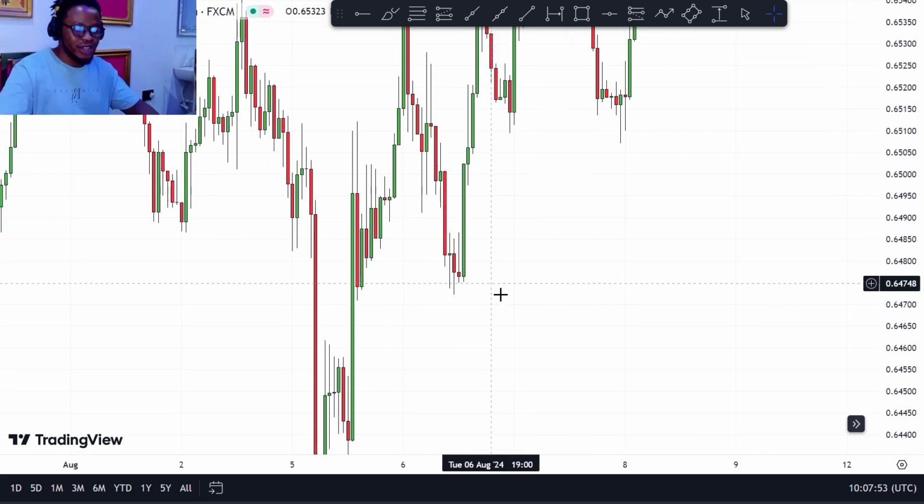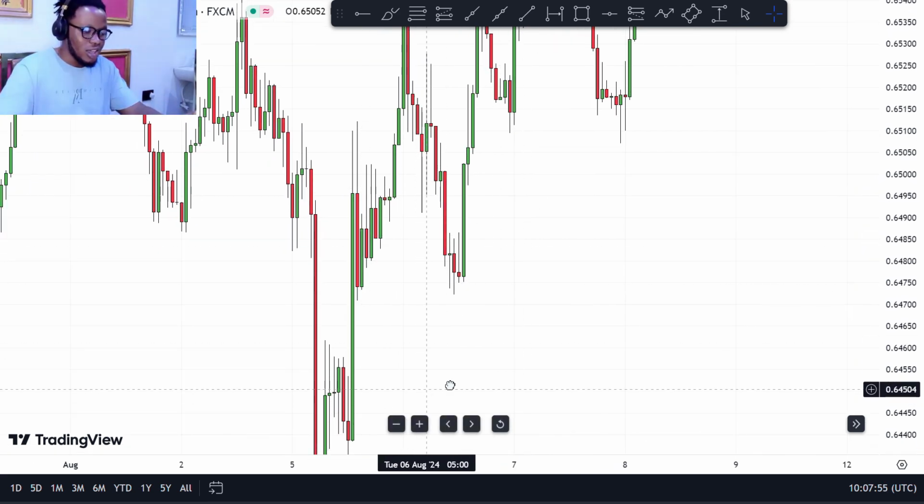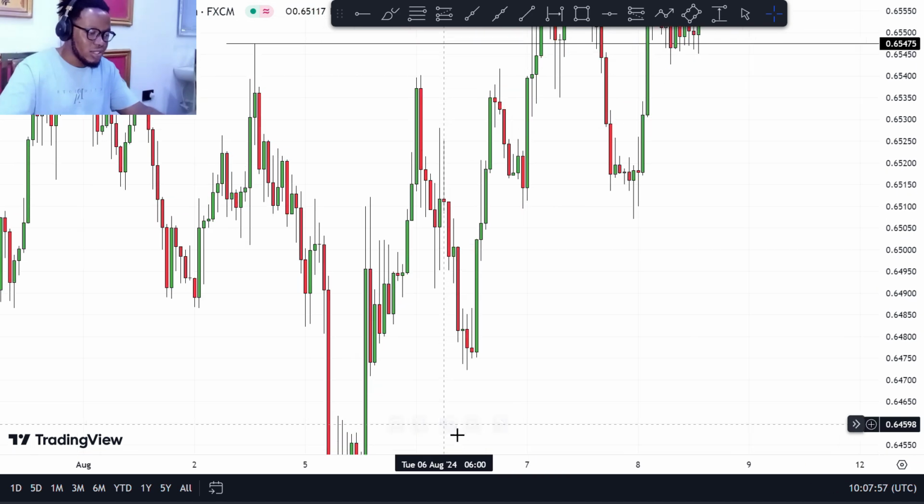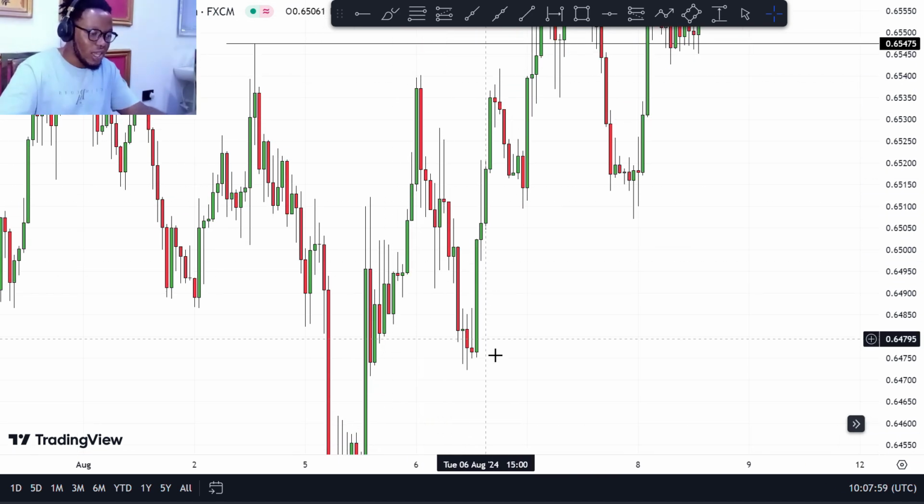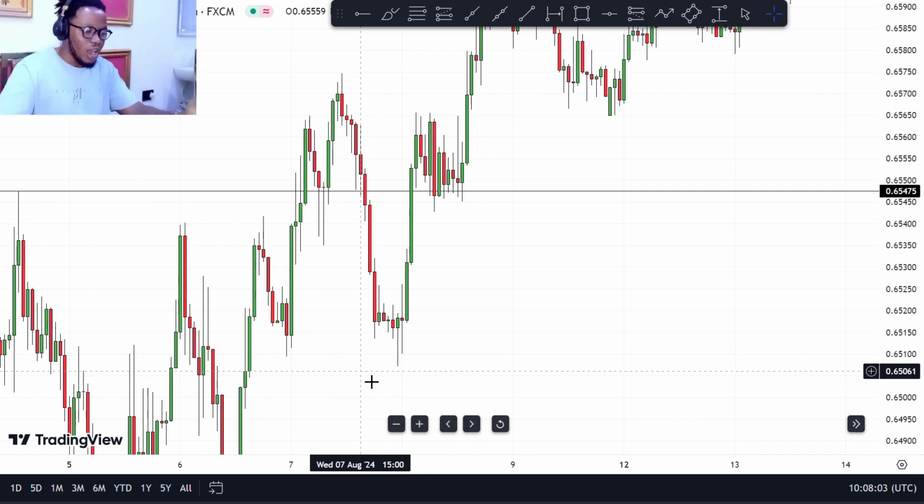Price is already creating a higher high. Look at it. Price is already creating a higher high and higher low, but it's not yet time to take our trade. Okay, there is a way I do trade. So if you want me to mentor you, or you want to learn from my trading video, you have to learn this method of trading.